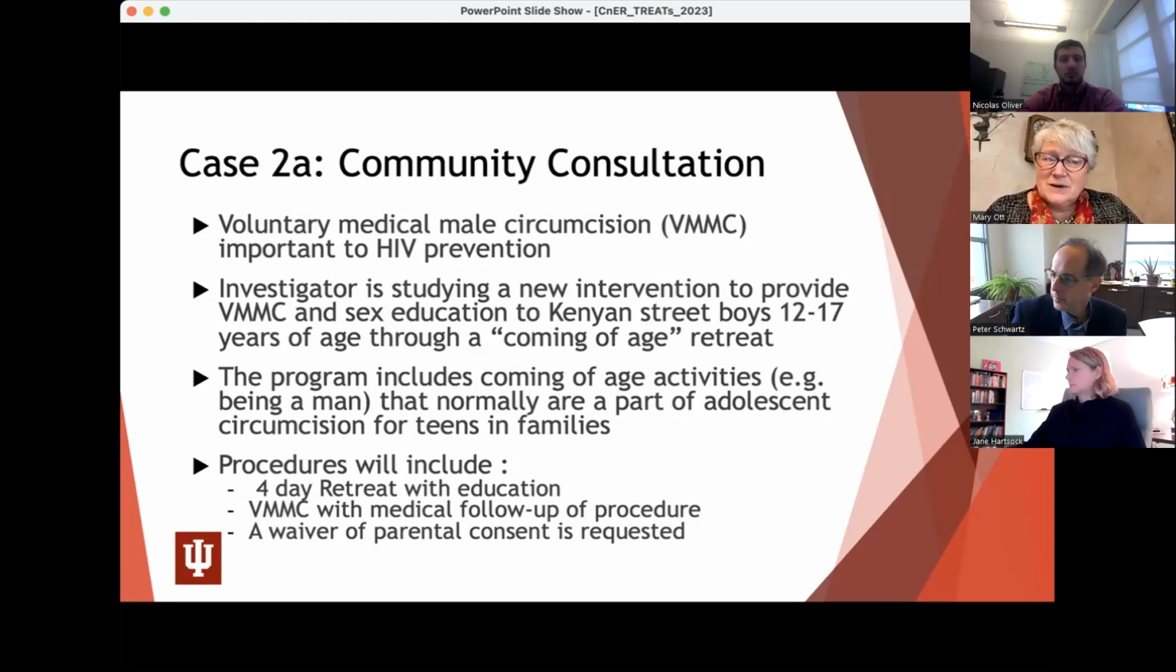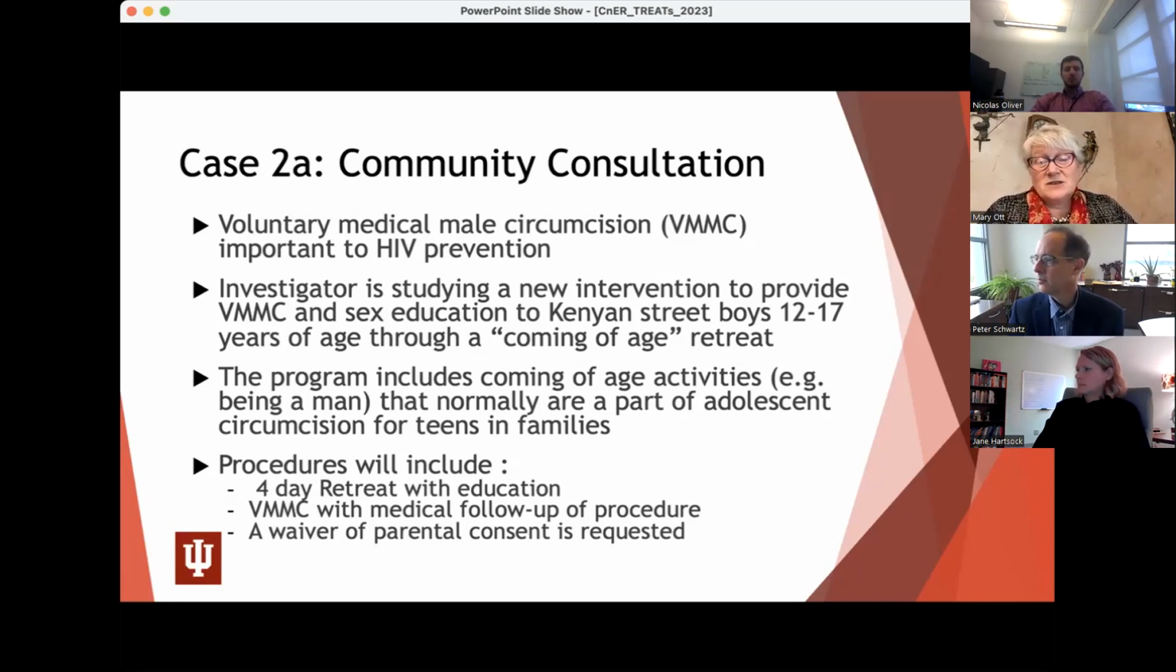So one of my colleagues, Paula Breitstein, put together a new intervention to provide voluntary male medical circumcision and sex education to Kenyan street boys 12 to 17 years of age. And they did this through a coming of age retreat.